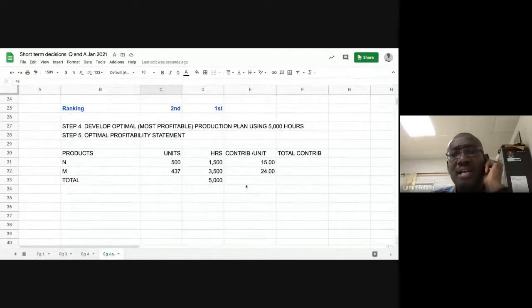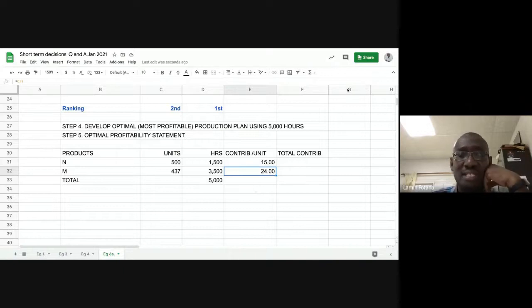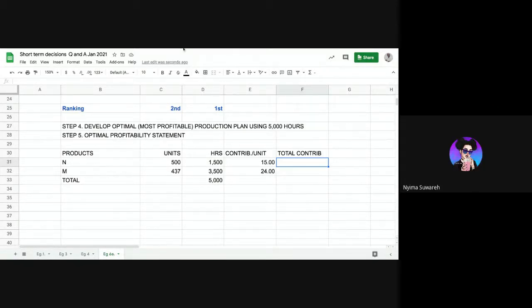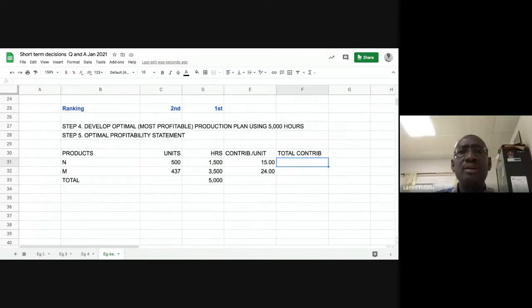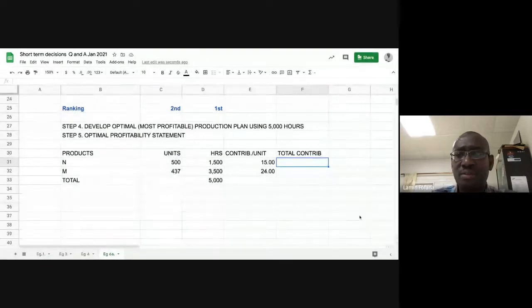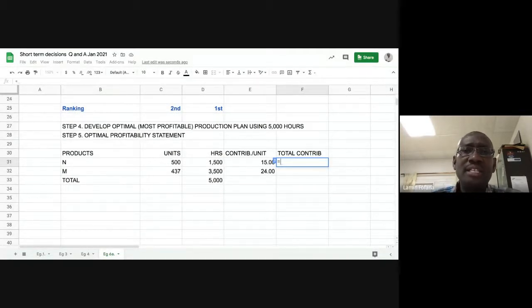Okay, so we've already got our contribution per unit linked, and we have seen how beneficial the linking is. If one thing changes, everything else changes here. Okay, so now to calculate our total contribution, what formula should we put here? I think we take the contribution per unit multiplied by the number of units. So we take contribution per unit multiplied by number of units. So Numa, we say equals. Tell me the cell reference. Is it going to be D31 multiplied by E31?